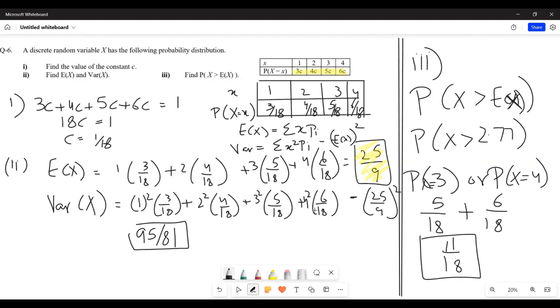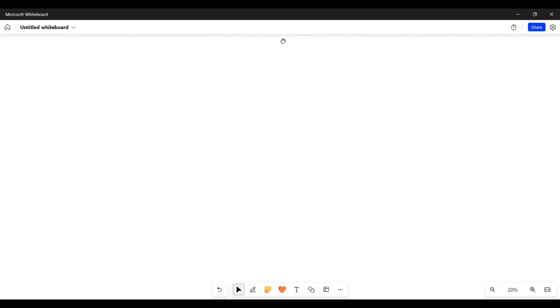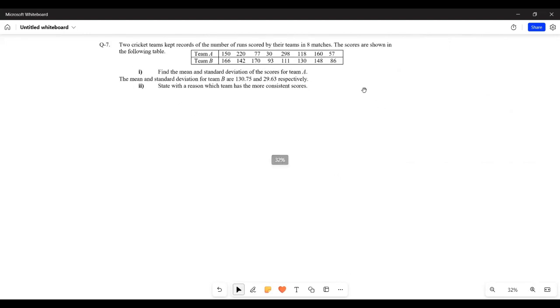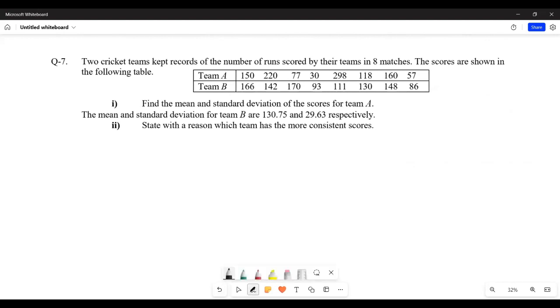Let's see if we can make time for one more question. Question 7. Two cricket teams kept records of the numbers of runs scored by their team in 8 matches. The scores are shown in the following table.